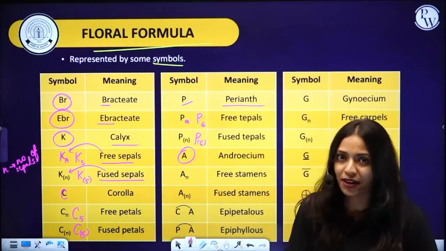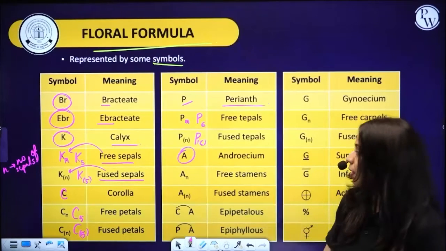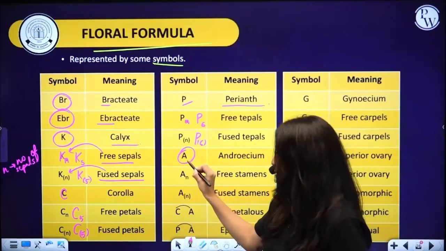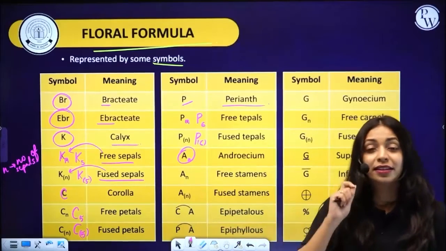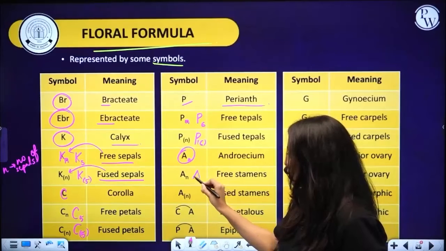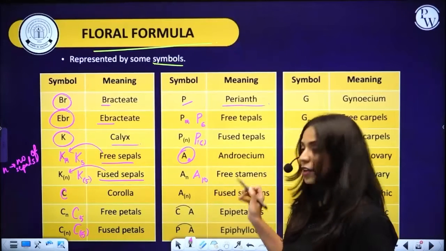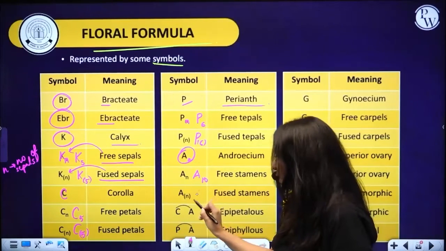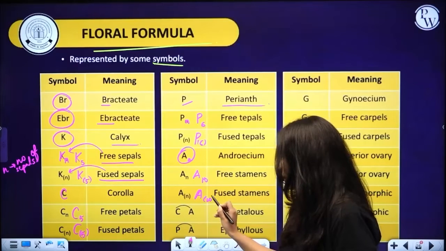Androecium is represented by capital letter A. Again, the subscript will indicate the number of stamens that are present in the flower. If there are 10 stamens, you write 10 here. If they are free, no brackets. If they are fused, then it goes within brackets.